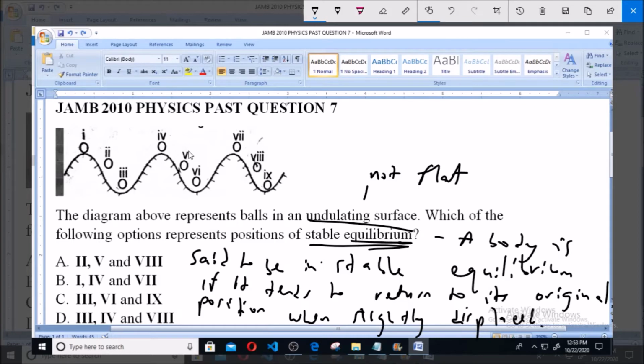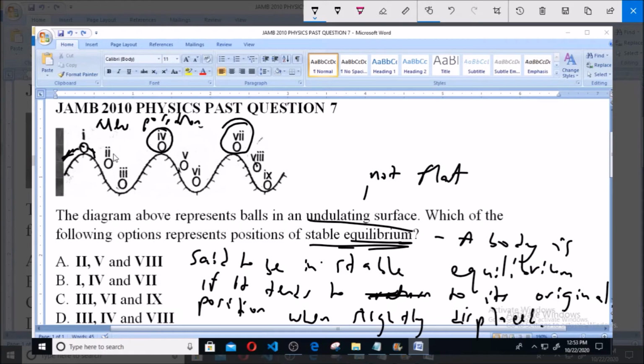Now let's look at each of the positions in the diagram. Now number 1, or the ball in number 1, is located up here. So what will happen if you displace it? If you displace it slightly, it will fall. If you displace it this way or this way, for example, it will fall downwards and take rest at a new position. The same thing applies for 4 and for 7. So when you displace them, what will happen is that they won't return to their original position. They will just take a new position. So they are not in stable equilibrium.